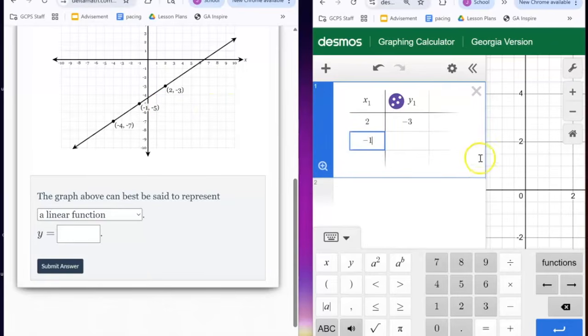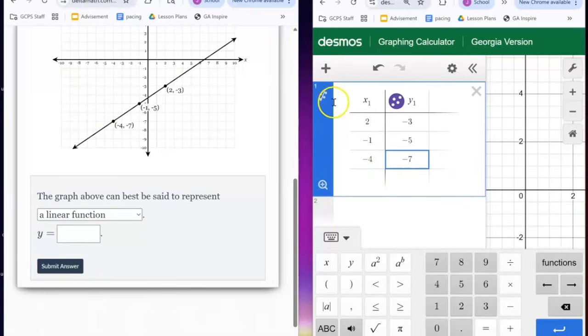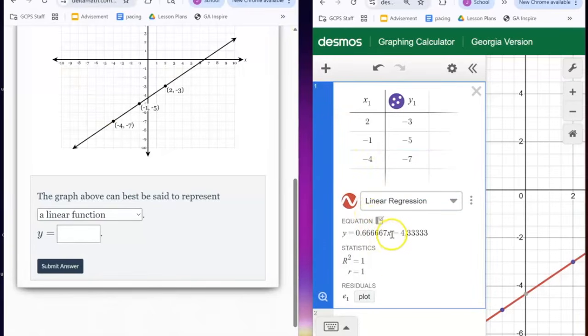Let's go ahead and put everything, because there are some questions that don't go in order. As a matter of fact, I need all of them. Put everything in there. Do not be lazy. Okay, every point they give you. Now let's make it a linear function. So there's my linear function.